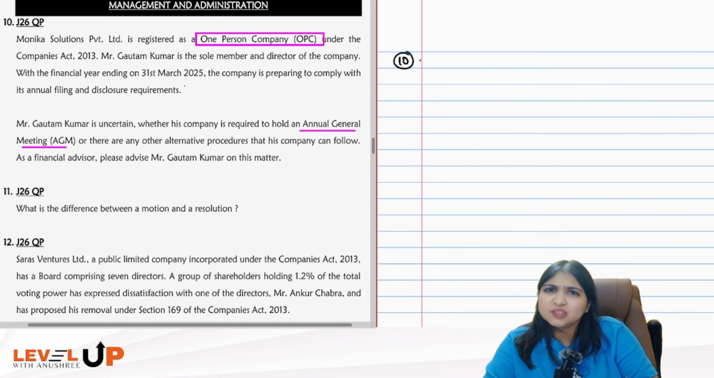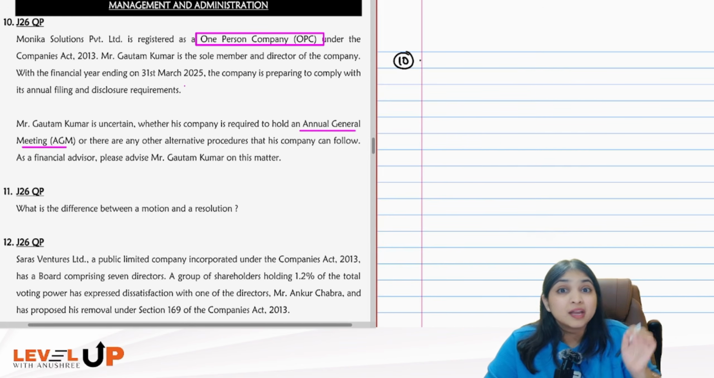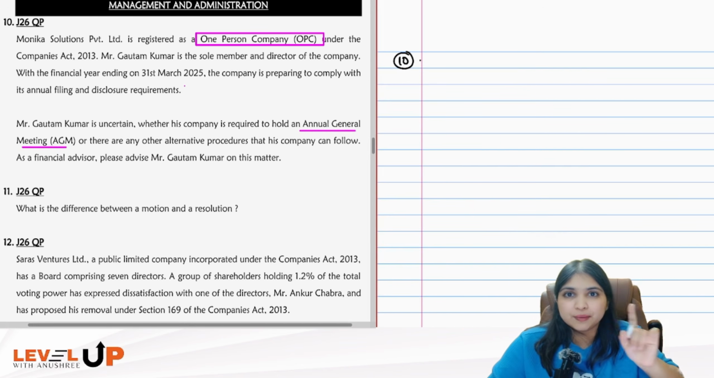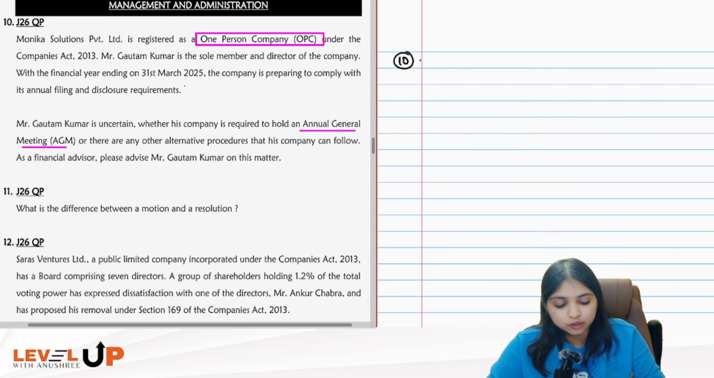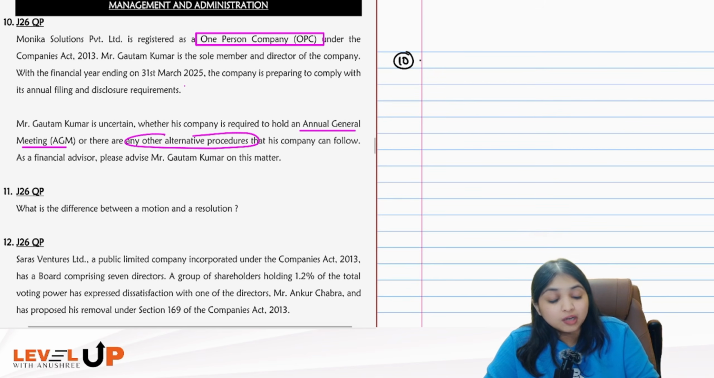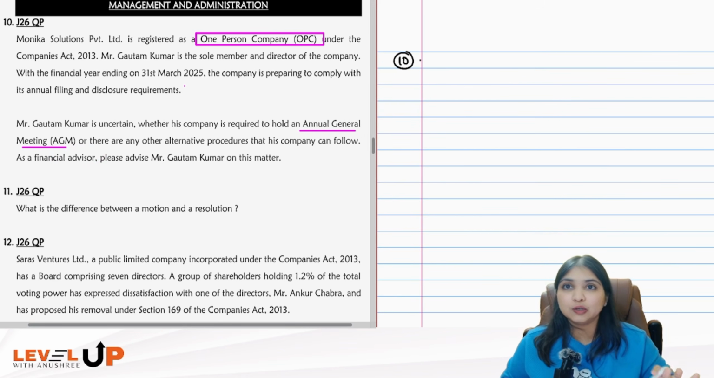Tell me guys, does a One Person Company have to hold an AGM? Every company has to hold AGM, but an OPC is not required to hold AGM, because come on guys, one member, what meeting will he have with himself? Or are there any other alternative procedures that his company can follow? As a financial advisor, please advise Mr. Gautam on this matter. I'll tell you the entire story.